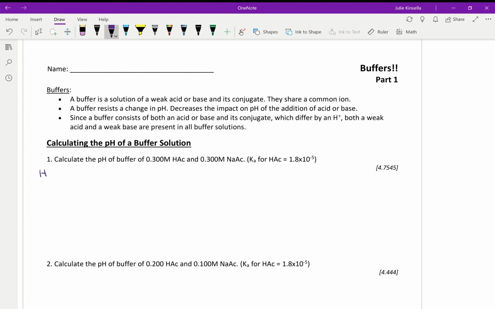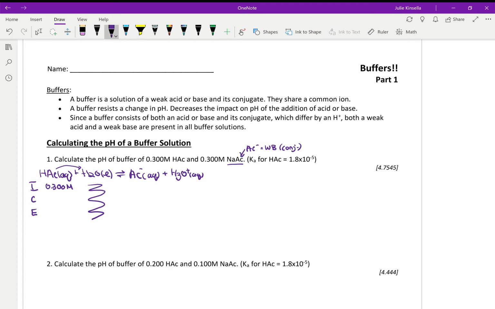So for this one, we have our acetic acid. Think about from our Ka, that's going to donate a proton to water. So we have our acetate ion, which is its conjugate, which can act as a weak base, and then the production of hydronium. Now for this one, we're creating the buffer system, so we actually have initial concentrations here. We have the 0.3 molar acetic acid, and then the acetate ion is present from the sodium acetate solution. So really, it's this acetate ion which is going to act as the weak base, which is just the conjugate of the acetic acid. So we're starting with 0.3 molar.